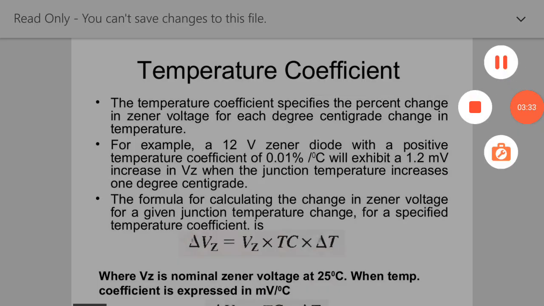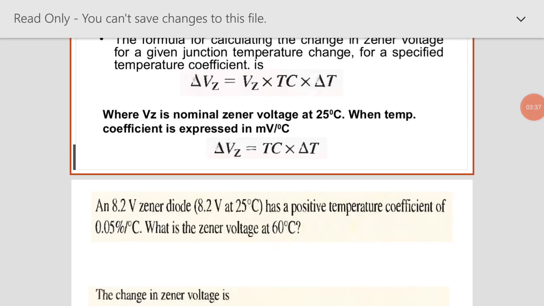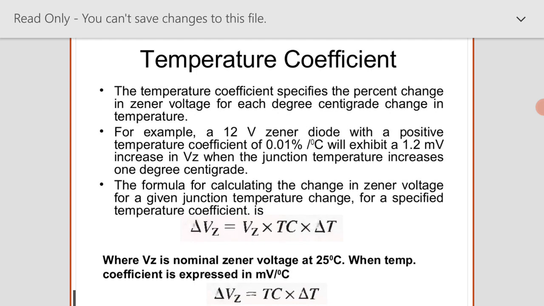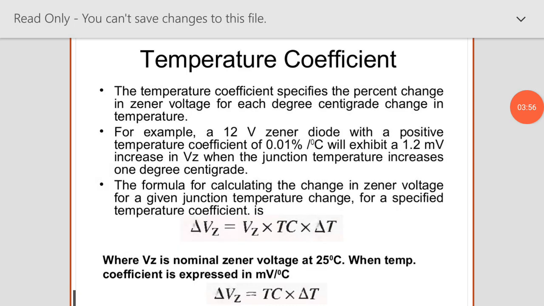The temperature coefficient of a Zener diode specifies the percentage change in Zener voltage for each degree centigrade change in temperature. For example, a 12 volt Zener diode with a positive temperature coefficient of 0.01% per degree Celsius will exhibit a 1.2 millivolt increase in Vz when the junction temperature increases by 1 degree centigrade.